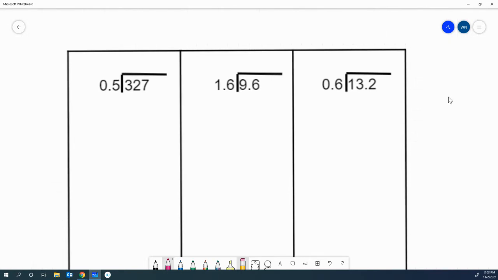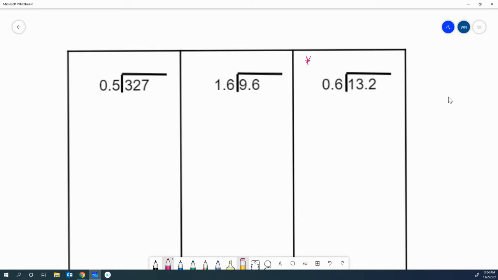You should have your notes page. It looks like this. We're going to do something a little bit different today, and we're going to work on these problems out of order. So we're actually going to start over here with our 13.2 divided by 0.6. The most important thing to remember about dividing decimals is that you cannot have a decimal in your divisor. It doesn't work.